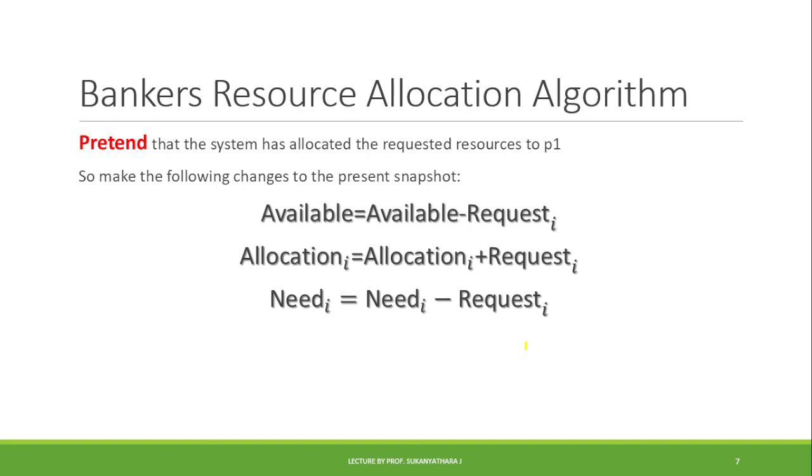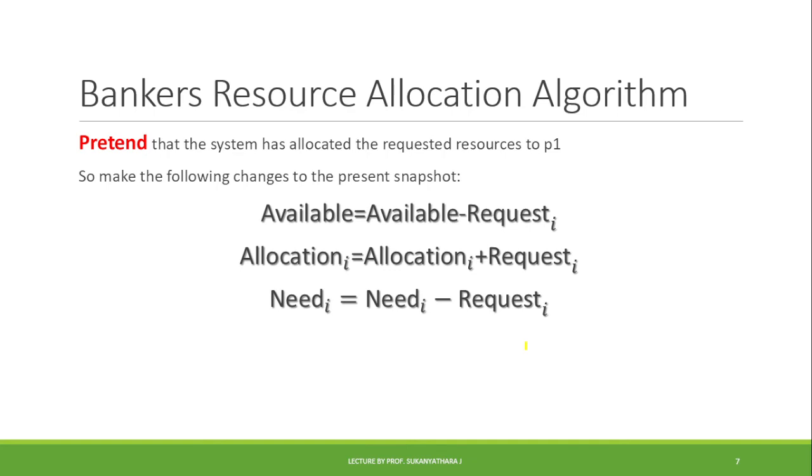Now these granted resources are allocated to P1, so we have to add them to the allocation matrix of P1. Allocation of P1 is equal to allocation of P1 plus request of P1. Now the future requirement of P1 has reduced because we have already added a few more resources to P1. So need equals need of P1 minus request of P1. We will change that also.